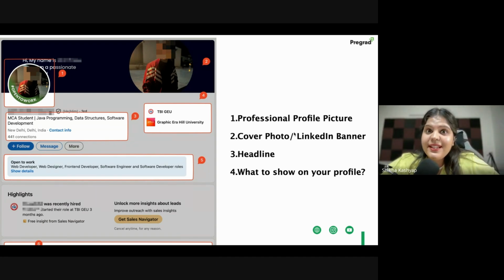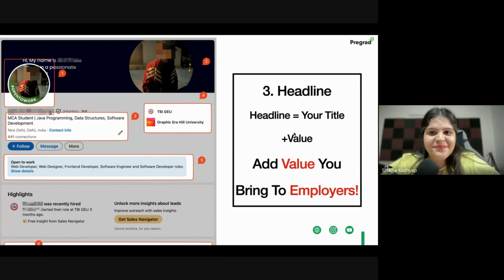Now comes the next part, headlines. You can see the third part here, headline. So when we start talking about headlines, first question is why they are important.